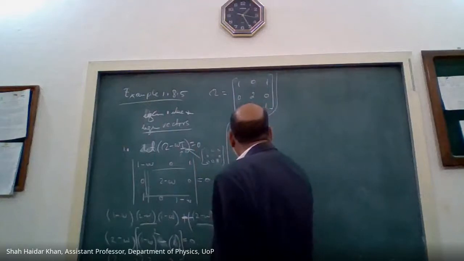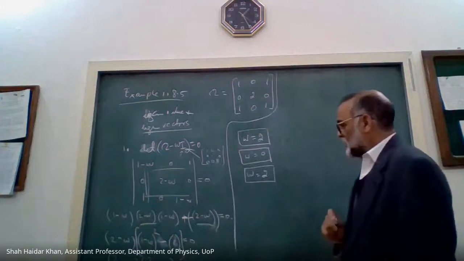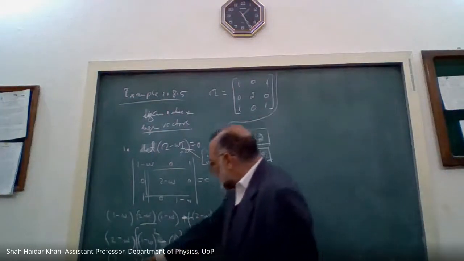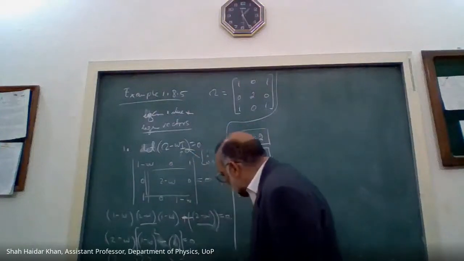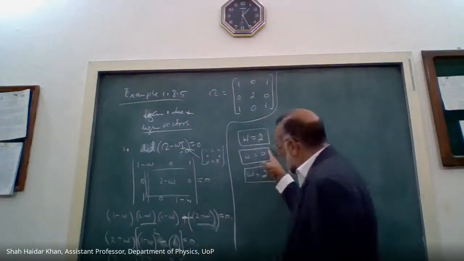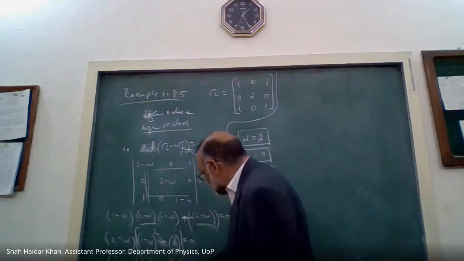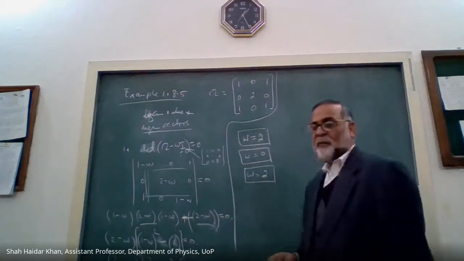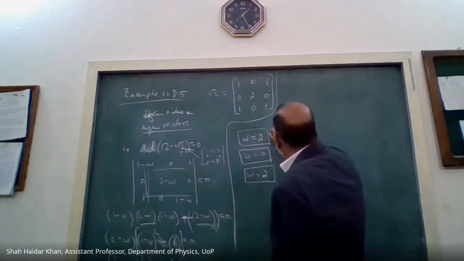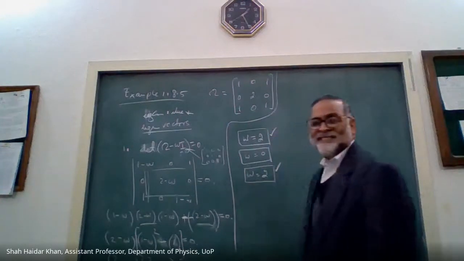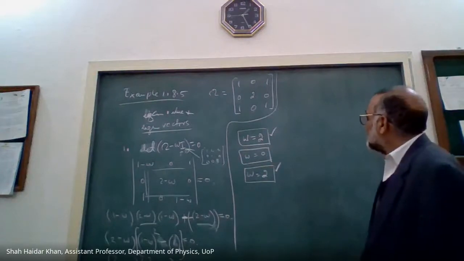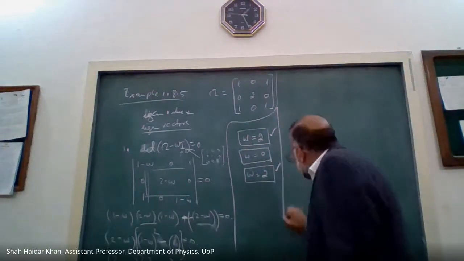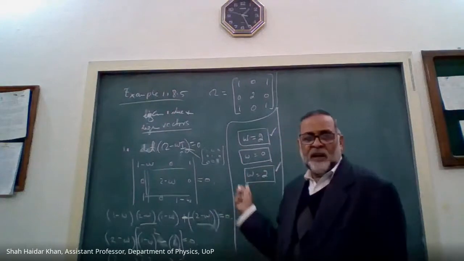So again, we will have omega is equal to, there are 3 roots. Omega is equal to 2. Let's say we take omega common, then that omega will be equal to 0. And the remaining is omega minus 2. So omega is equal to 2. So we have twofold degeneracy. Now we want to find the eigenvectors.